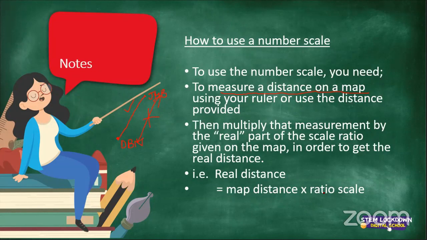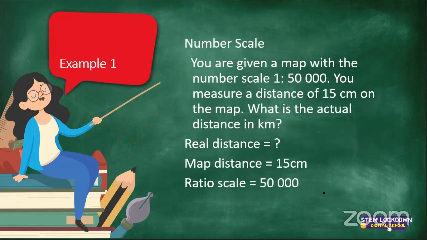Let me give you an example. Okay, let's say you're given a map with a scale of 1 to 50,000. So that is your scale. You measure a distance of 15 centimeters on the map. So this will be your map distance, right? What is the actual distance? In this case, I've used the word actual. They could also ask you what is the real distance, right? They could also ask you what is the real life distance. Okay, they could also ask you what is the length in reality. So all of those words mean the same thing, right?